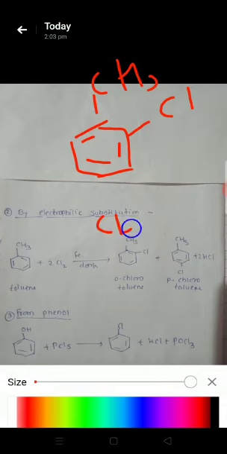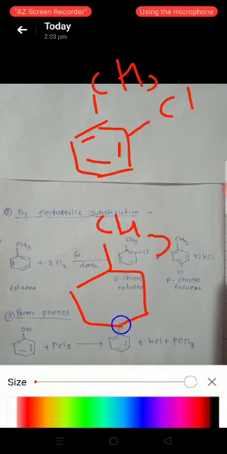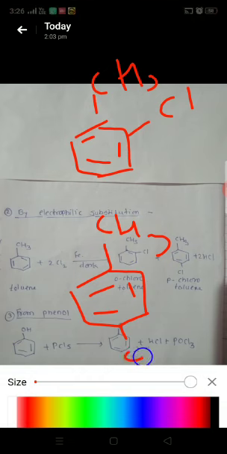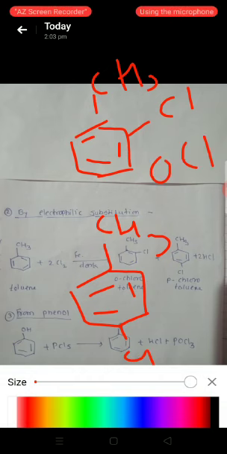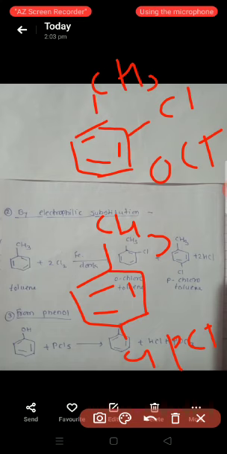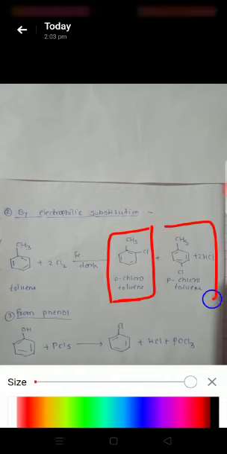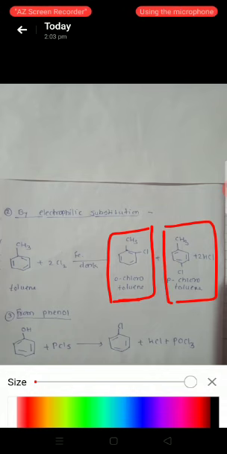to para position. See here, this is orthochlorotoluene, and this is parachlorotoluene. In this way, we get two molecules, orthochlorotoluene and parachlorotoluene. This is the orthochlorotoluene molecule and this is a parachlorotoluene molecule.